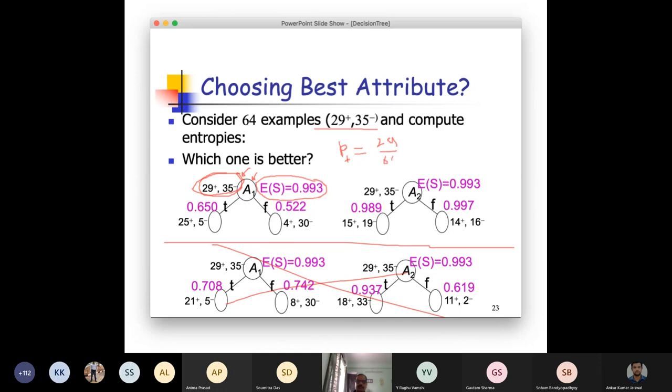Is it clear? Then what is the probability of negative sample levels? That would be 35 by 64.